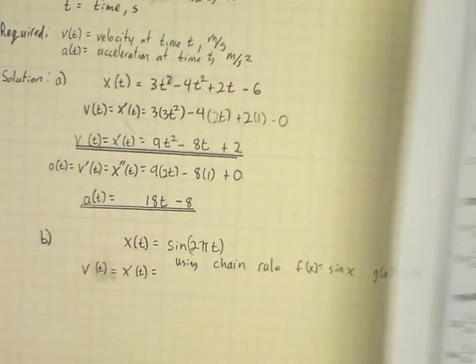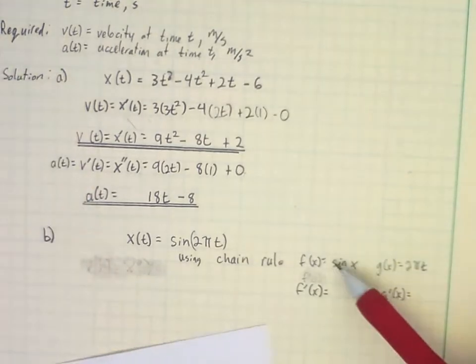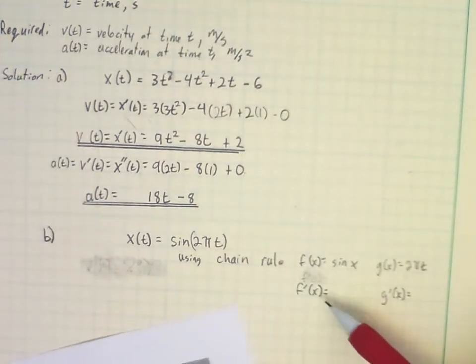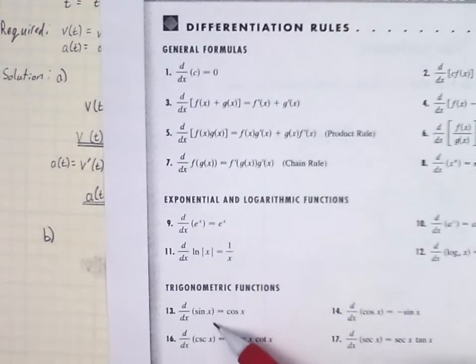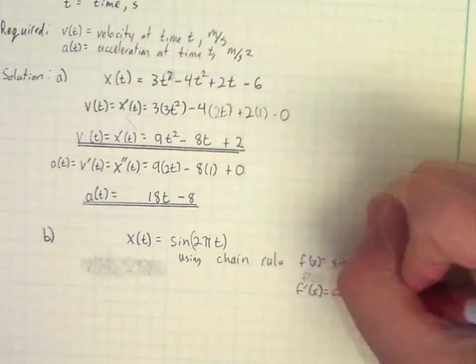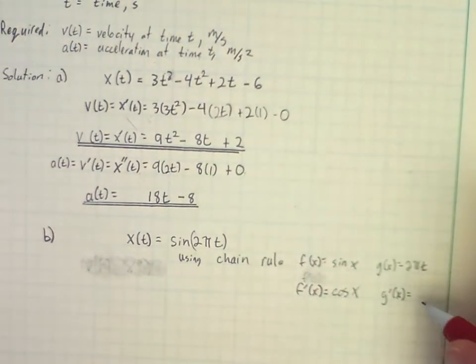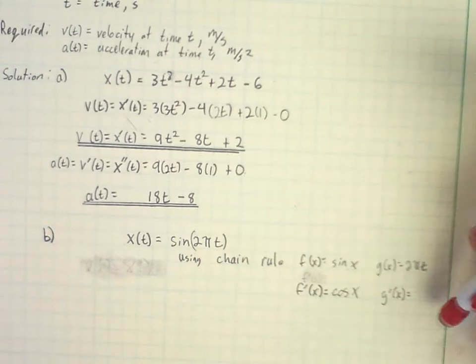So the chain rule tells me that I need to take the derivative of f of x. So that's where I can use the derivative of sine x is cosine x. So whatever I have, it's going to involve cosine of what's inside there now. And it's going to take the derivative. I need the derivative of this, which will just end up being 2 pi.